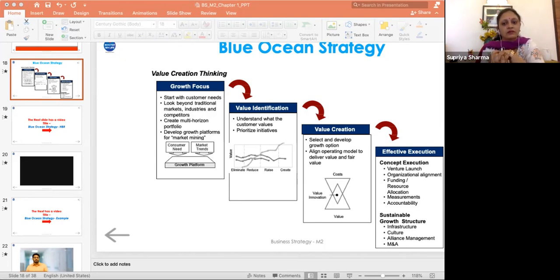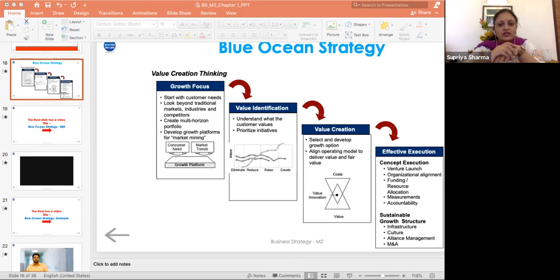Value innovation is a cornerstone of blue ocean strategy. And why we call it value innovation? Because instead of focusing on beating the competition, here you are focusing on making the competition irrelevant by creating another leap. Value innovation, what we talk about, it generally happens only when companies align innovation with utility, price, and cost position.